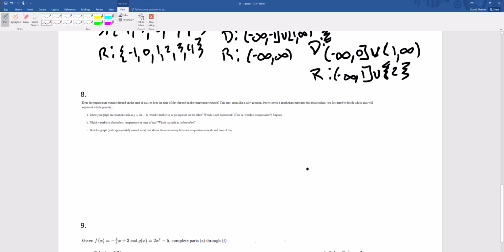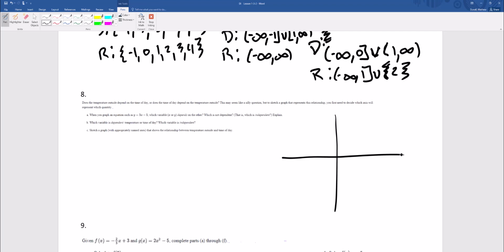Number 8: does the temperature outside depend on the time of day, or does the time of day depend on the temperature? This may seem like a silly question, but sketch a graph that represents this relationship. You first need to decide which axis will represent the quantity. The way to think about it is, the temperature doesn't tell you what time it is, but based on what time it is, we generally know what the temperature is, right? If it's 4 o'clock in the afternoon, it's towards the hottest time of the day. If it's in the morning, it's going to be some of the coldest parts of the day.